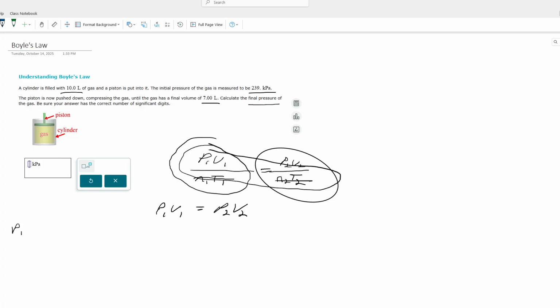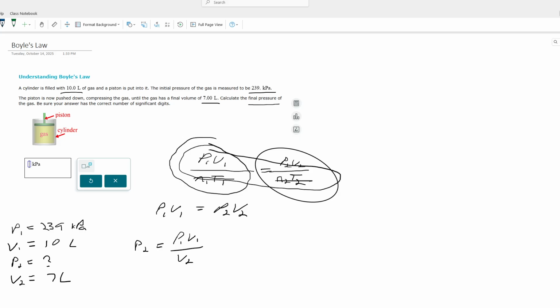All right, then I can just make some assignments. I have P1 equals, V1 equals, P2 equals, V2 equals, and I can make those assignments. So the pressure in the first state is 239 kilopascal. Okay, the volume in the first one is 10 liters. The pressure in the second one is what we're trying to figure out, and the volume is 7 liters. And you see it's just some easy algebra at the moment. So now I have P2. I'm just going to solve for P2 equals P1 V1 over V2.